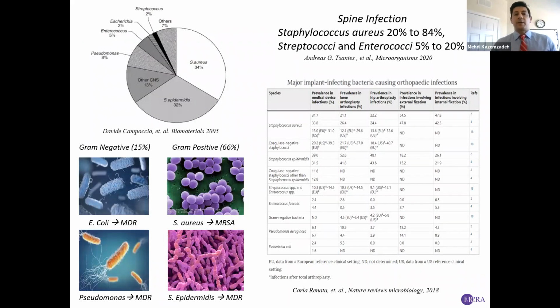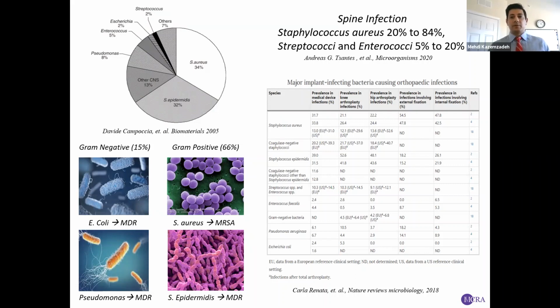Both gram-positive and gram-negative bacteria are responsible for orthopedic infections. The gram-positive bacteria are the major ones, responsible for 66%, and the gram-negative are responsible for about 15% of the orthopedic infections. Among all pathogens, Staphylococcus is the most common microorganism, responsible for 20% to 84% of all spinal infections, while approximately 5% to 20% of spinal infections are caused by Streptococci and Enterococci.